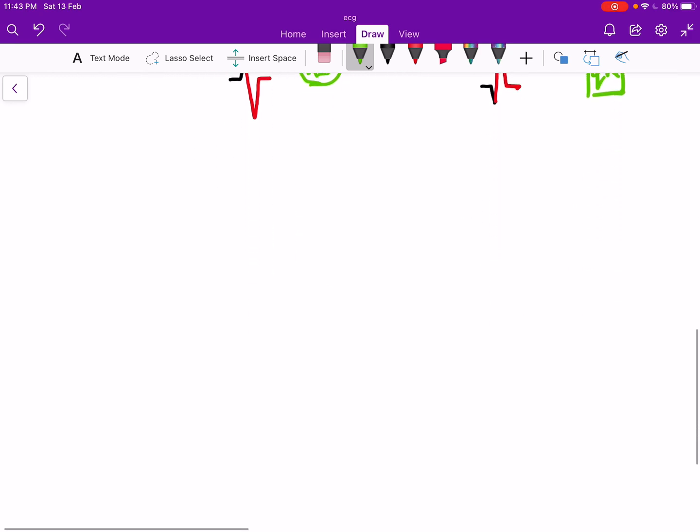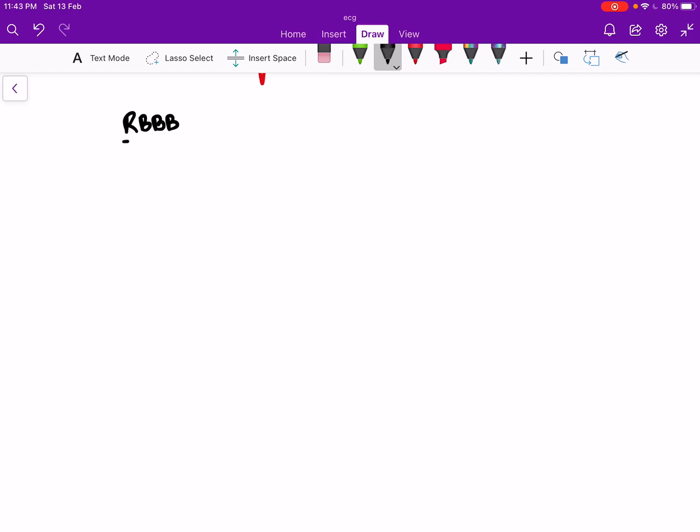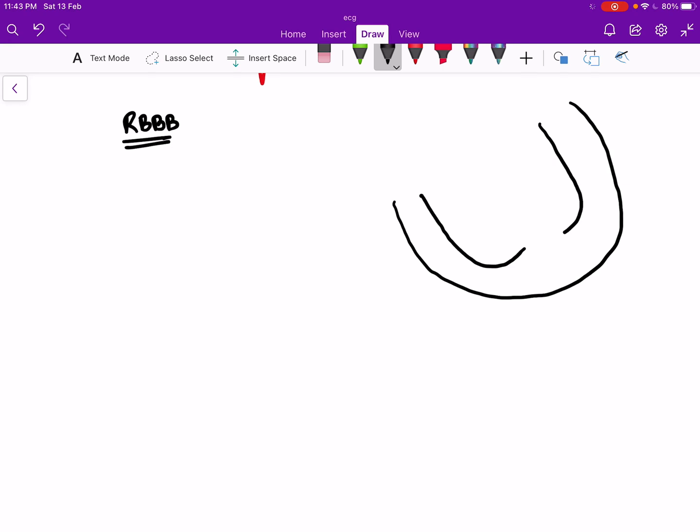Now coming to the bundle branch block, RBBB. Again the same concept. This is the ventricular muscle, right and left ventricles. This is the septum. But now, as the bundle branch is blocked, this right bundle branch is blocked.